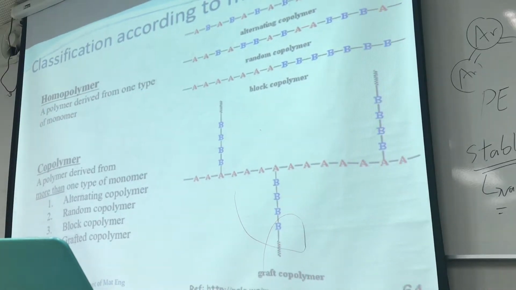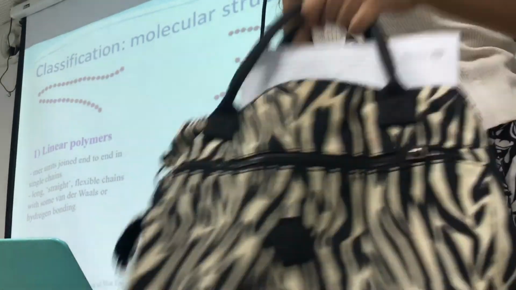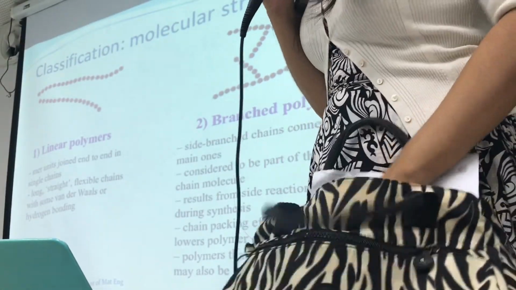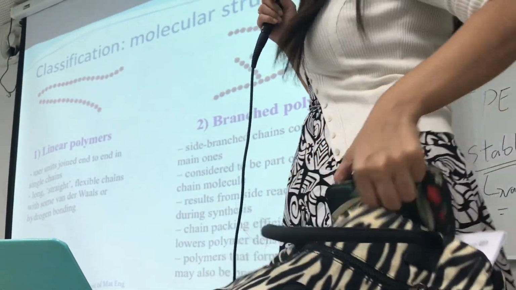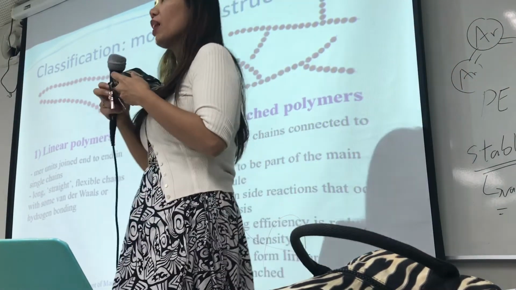Okay, so this is what we have. Okay, next part. What we have is structure, molecular structure of polymer.